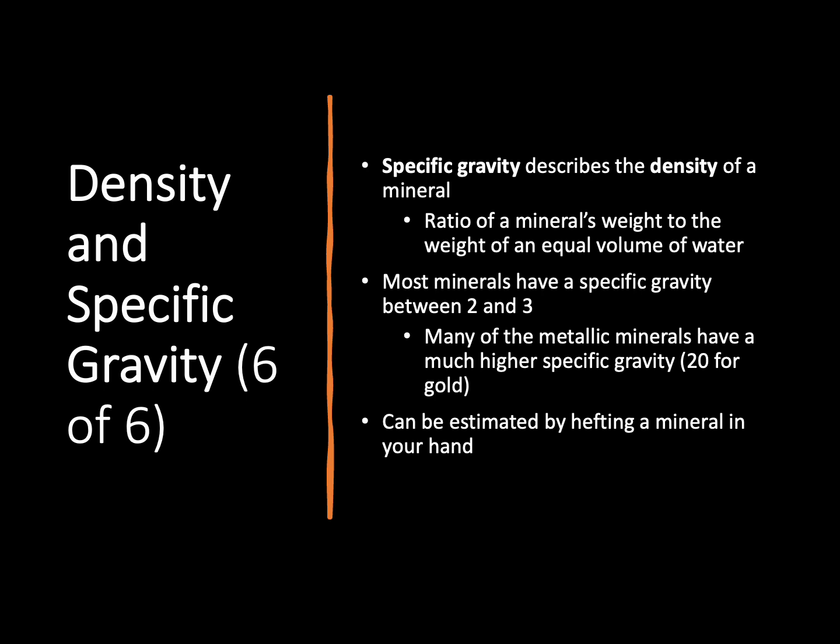If we have two minerals that are roughly the same size, one might feel heavier than the other. The one that feels heavier is going to have a higher specific gravity. And that's because the atoms are more densely packed. Even though it's the same size, it weighs more because it has more atoms densely packed inside of it, leading to a higher specific gravity. And generally, we see that our metallic minerals, the ones that are reflecting light and conducting electricity, have a much higher specific gravity than our non-metallic minerals do.